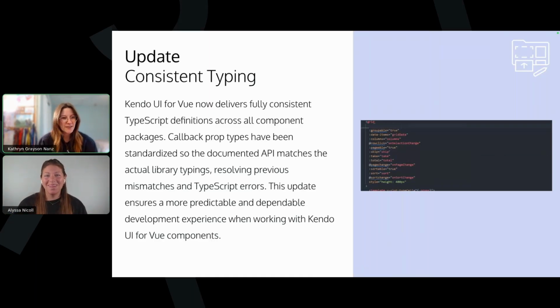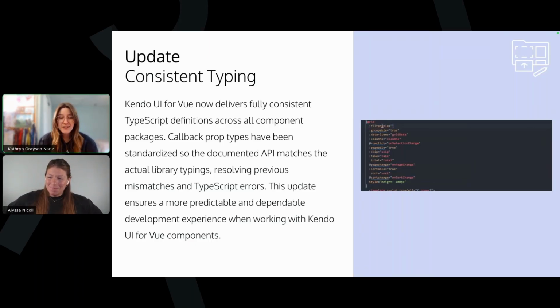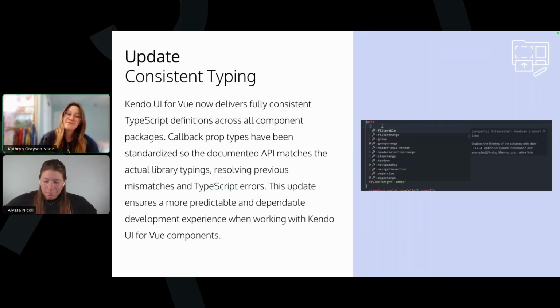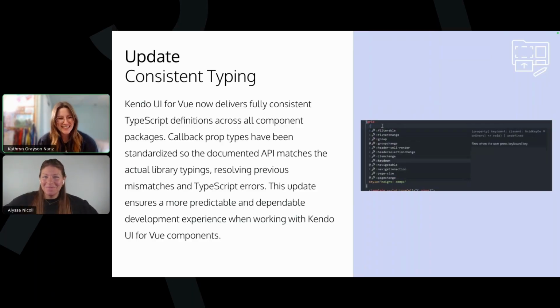This is about improving callback prop type standardization, making sure the API is matching with the actual TypeScript library typings, fixing mismatches, helping prevent errors. It's just a little upgrade. So if you're using TypeScript, and probably should be, then this is going to make your life a little bit easier when you're working with Kendo UI for Vue.